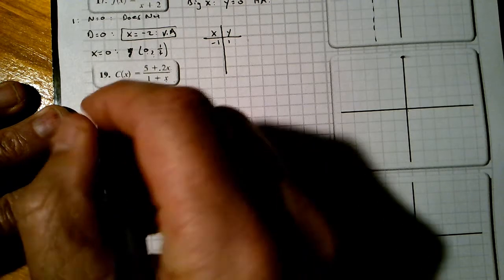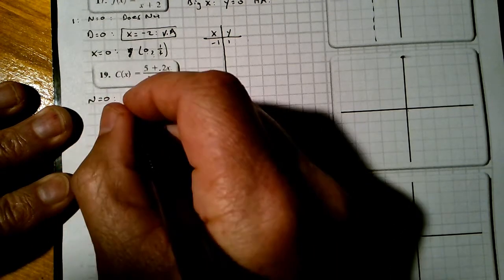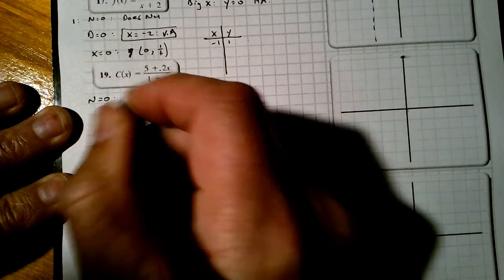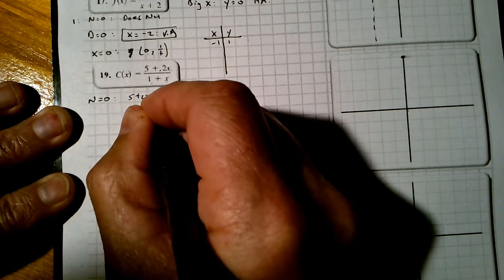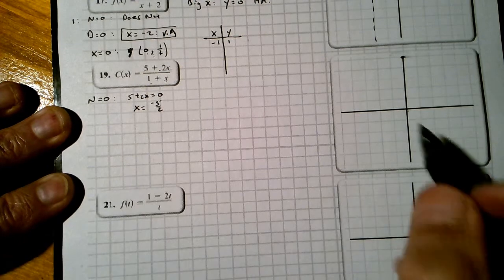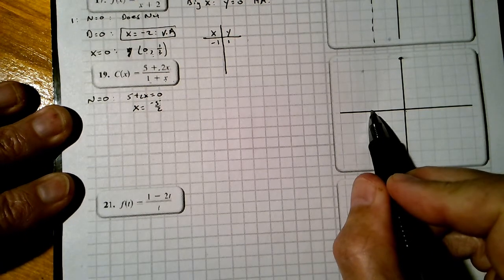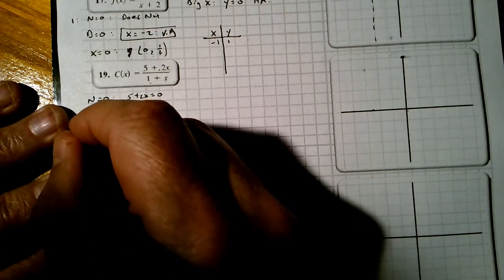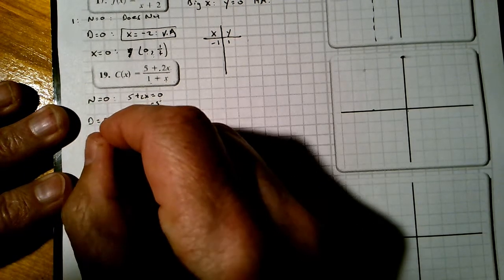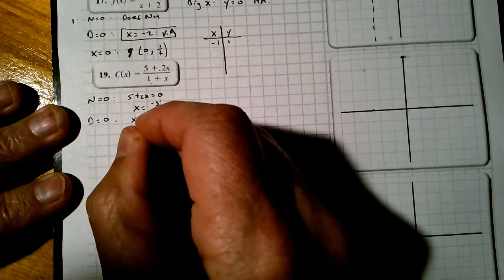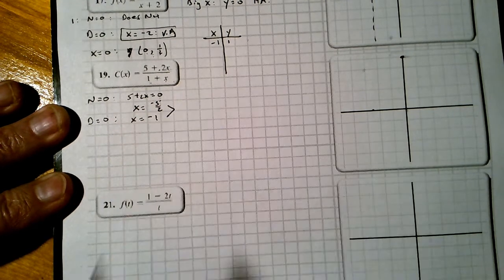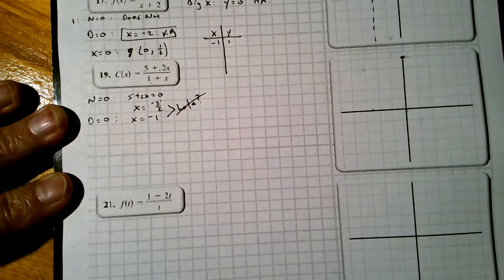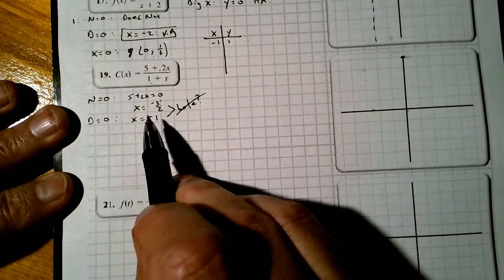Numerator equals 0. We get 5 plus 2x equals 0. X equals -5/2, which means there might be a point at -5/2, 0. But I have to wait until my denominator is 0. Denominator equals 0 when x equals -1. I check and see, do they match? Is there a hole? No. So now I can take care of those.